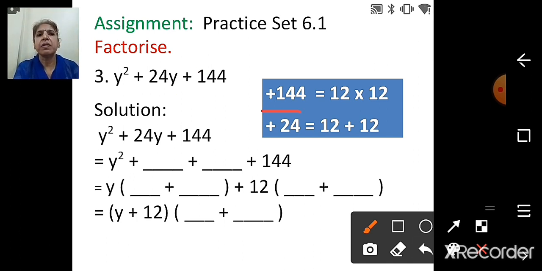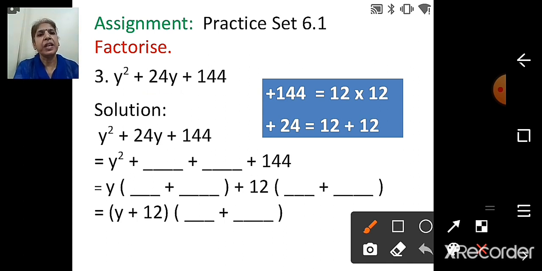This positive sign of the product indicates both your factors will have the same sign. Either both are positive or both are negative. How will you come to know? That is from the sum sign. Now which factors are we going to take? Those whose sum is 24. So which factors are we going to take?